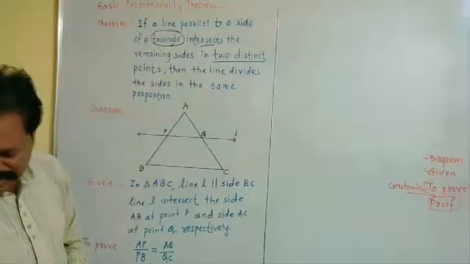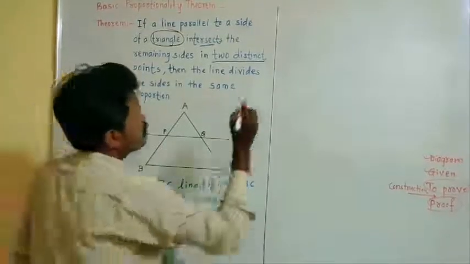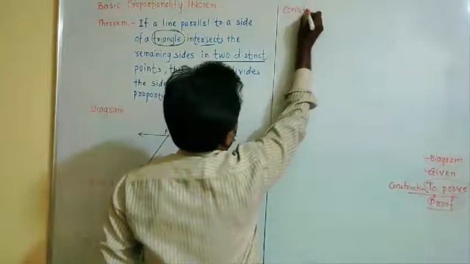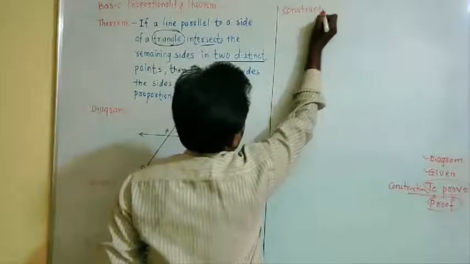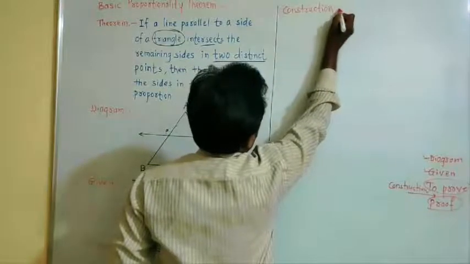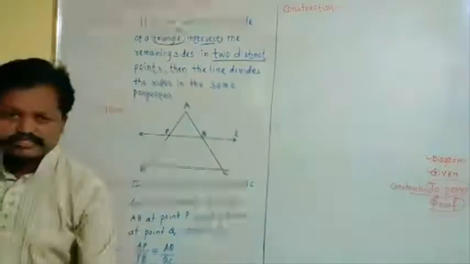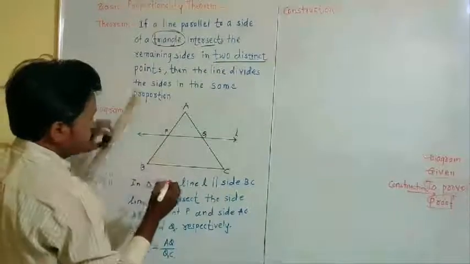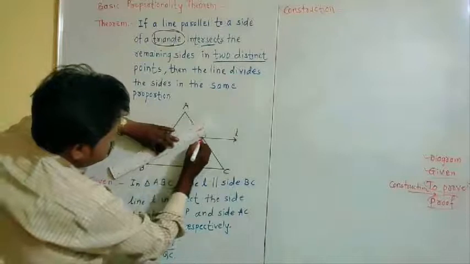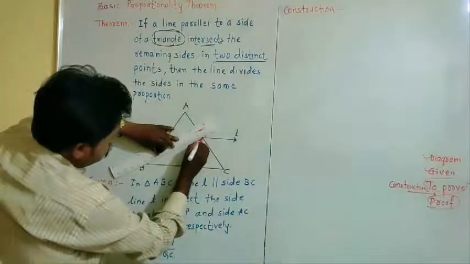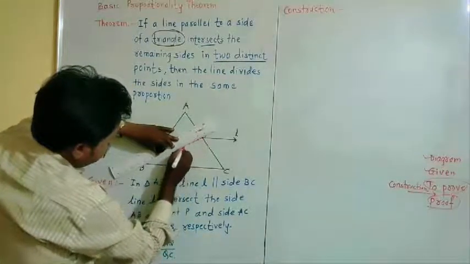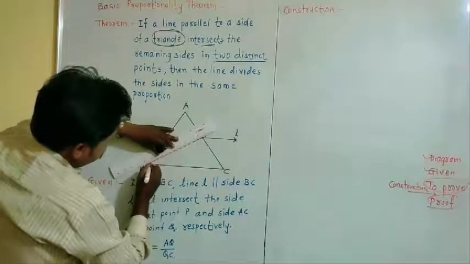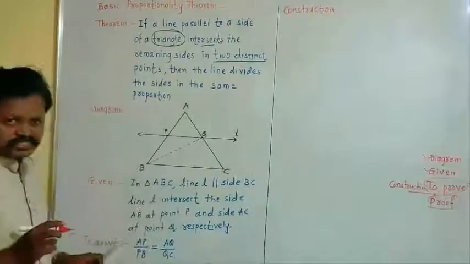So for that I write here constructions. What is our construction for making triangles here? I joined the segment BQ by dotted lines. So that is the first construction.